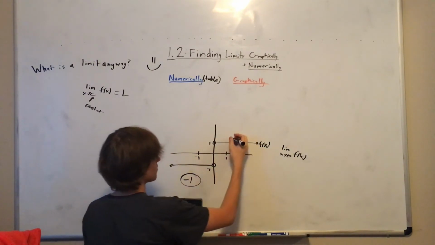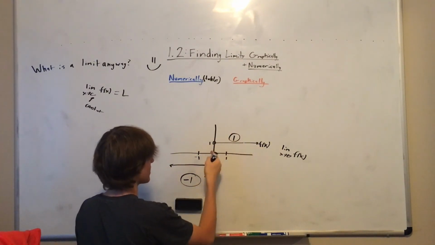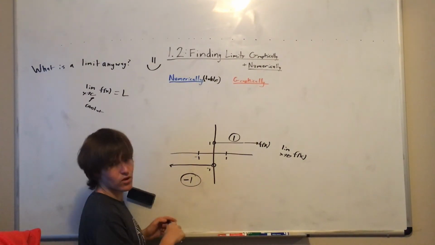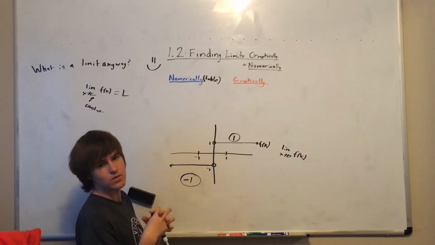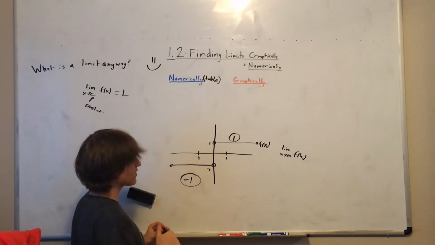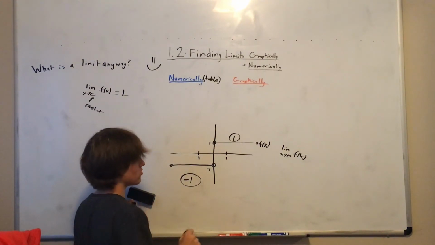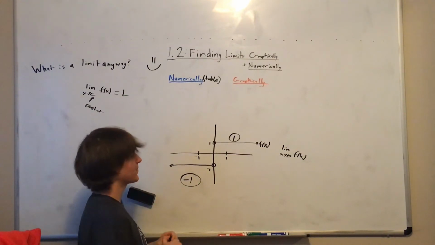That's an issue. Because over here, the function's telling us we're approaching 1, but over here, the function's telling us we're approaching -1. That's an issue, because they conflict with each other. So mathematicians have come up with a way to write this. You can do just left-hand or just right-hand limits.